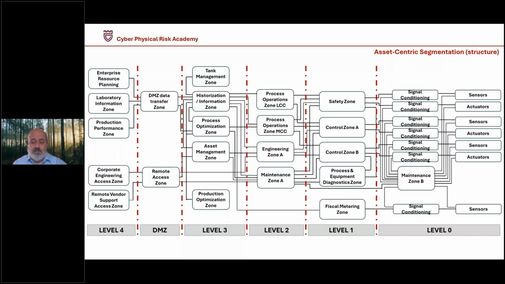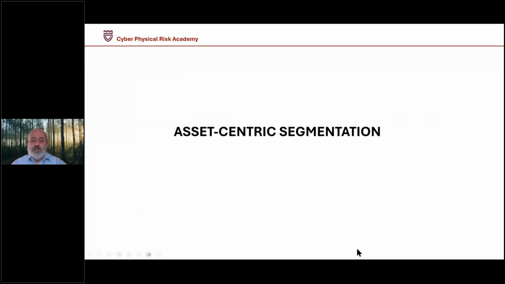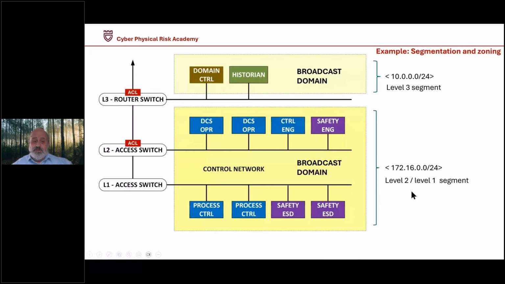Happily, I haven't seen yet that this type of application is also connected to the process control network. Most often it's isolated, but it can happen that it's connected. So level 0 is signal conditioning and the field equipment. And this is what I've got about asset segmentation. Let me also watch the time a little bit.